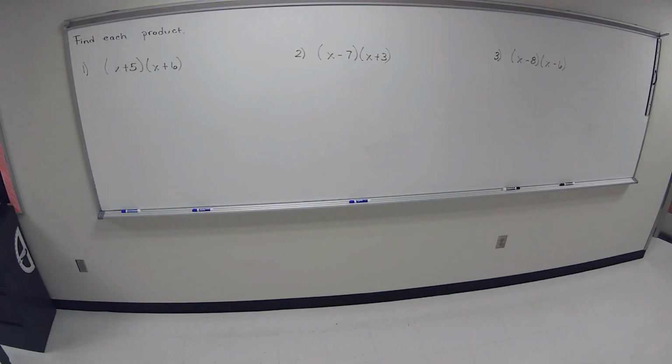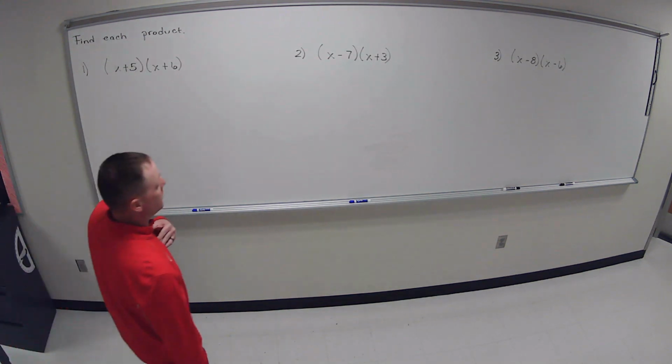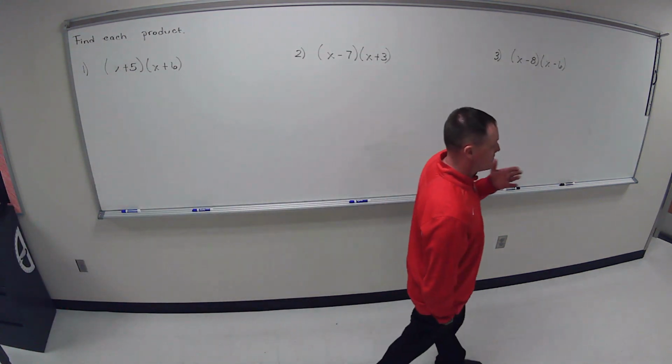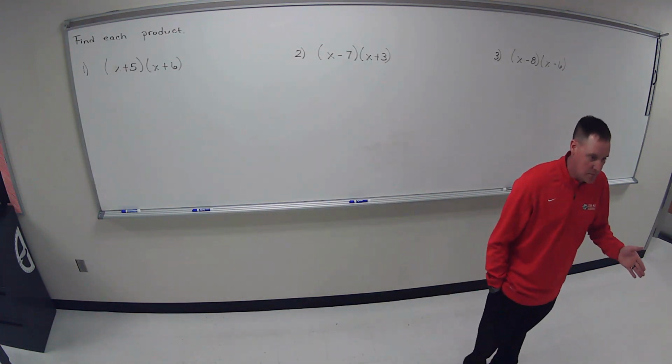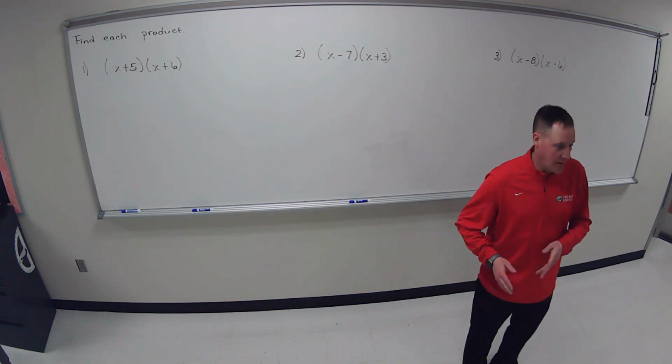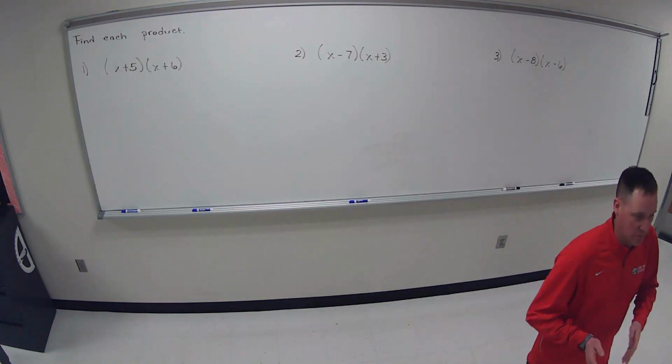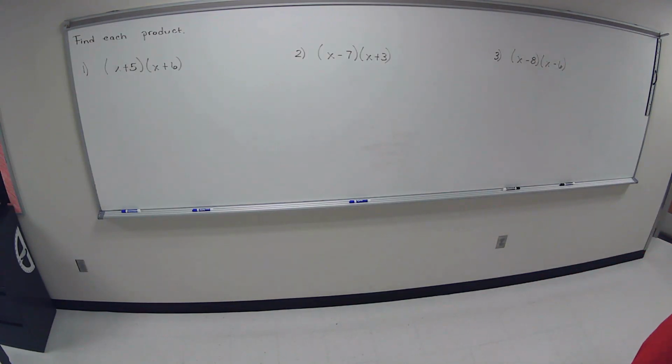This is where we're going to begin. This is a standard that you've already done and were assessed on last week, finding products. When we did products, we did a monomial times a trinomial, a binomial, and a trinomial and a binomial. These are all examples of binomials times binomials.